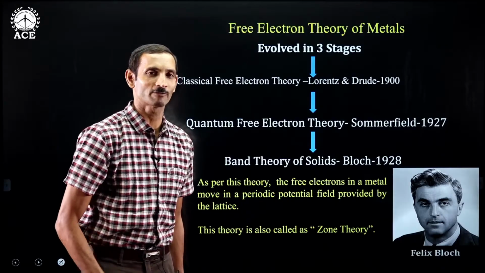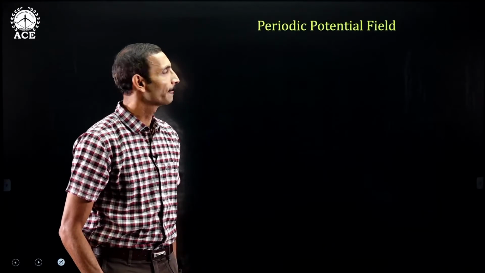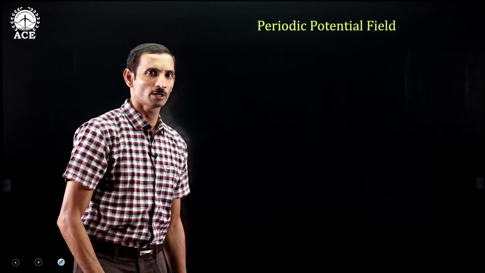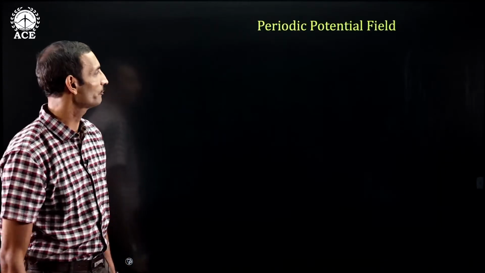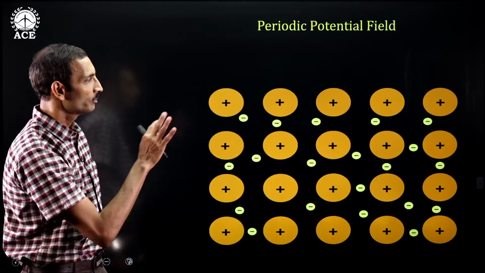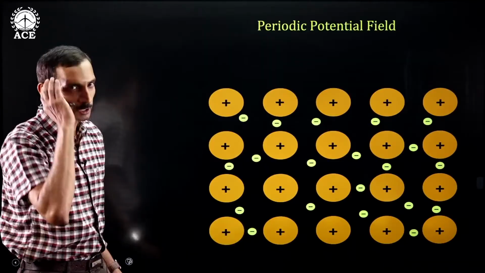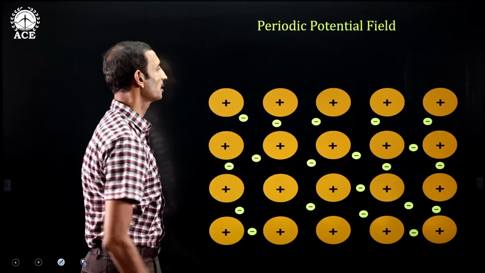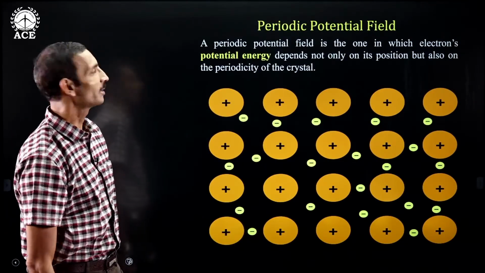So we're going to talk about that, what we call the Kronig-Penney model. Just before we go to the Kronig-Penney model, let us understand what is meant by a periodic potential field. Now this is how a picture of a metal looks, if you can understand. So these pluses are nothing but the positive metal ions.